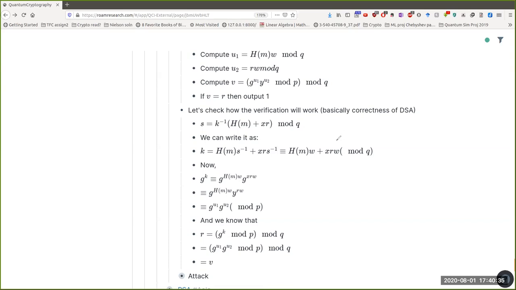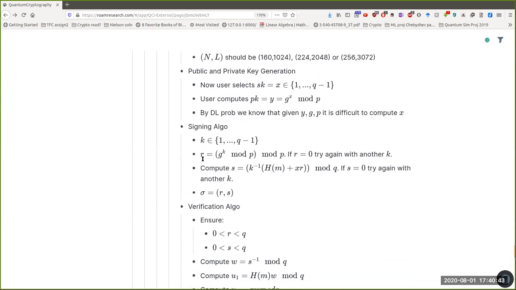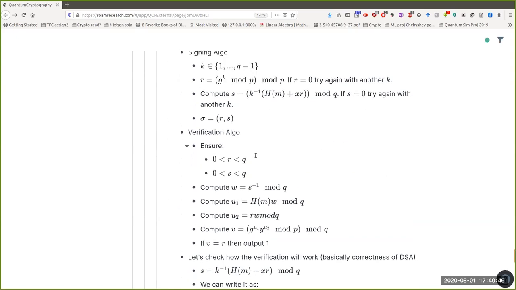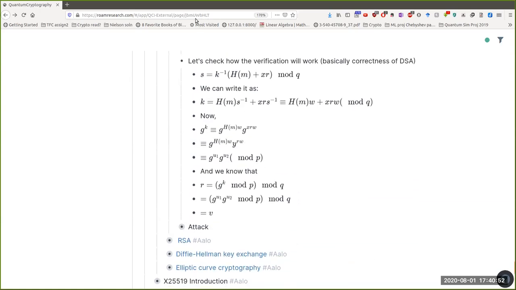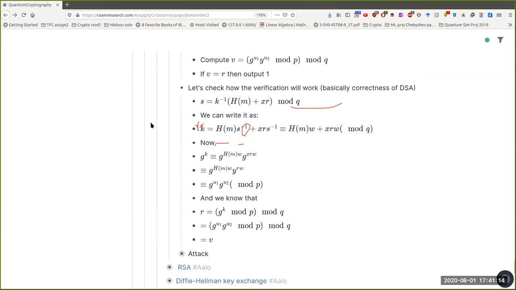Now I have g to the power k. G to the power k, remember, was R. I'll just scroll back. R is g to the power k. I'd already said this. And R is public. So k, I'll replace it with this: hash of M W plus X R W. And g to the power x is Y, your public key. So g to the power hash of M W, times Y to the power R W.